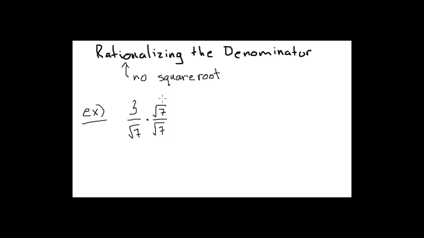So this thing right here is just equal to 1, so it's okay to multiply by 1. So you'd end up with 3 root 7 over root 7 times root 7, which is just 7. And then that's how you're going to leave the answer: 3 root 7 over 7. So now notice there's no radical in the bottom. That's the way we like it.